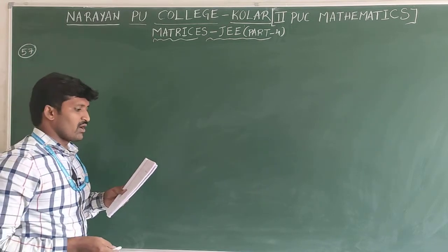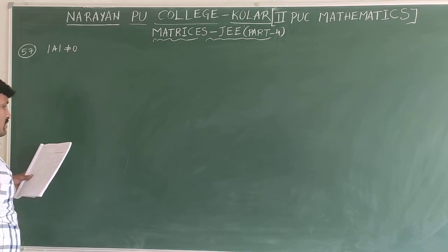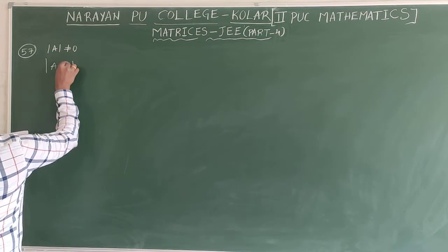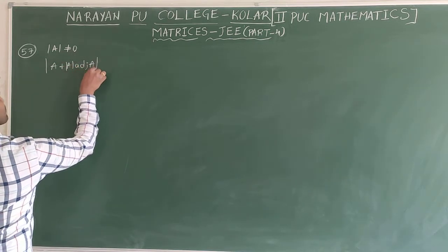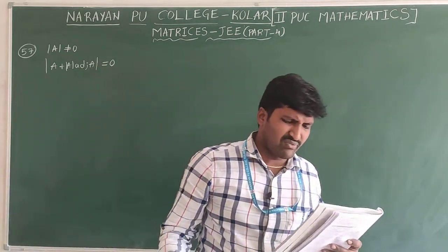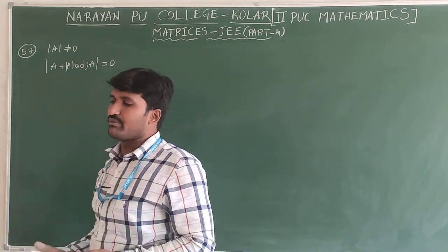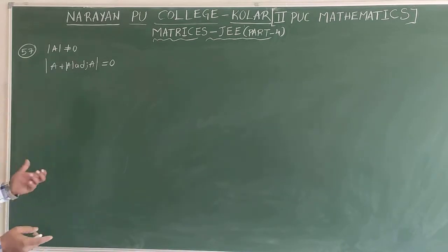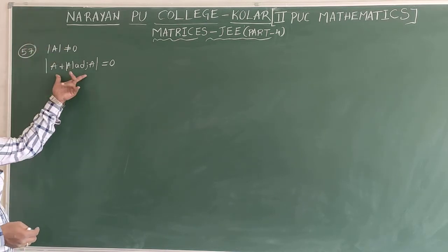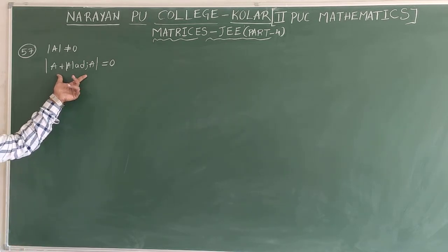Let A be a square matrix of order 2 and det A is not equal to 0, such that det of (A plus det A into adjoint A) equal to 0, where adjoint A is the adjoint of matrix A. Then we need to find the value of det of (A minus det A into adjoint A). Here A is a given 2 by 2 matrix, and its determinant is clearly not equal to 0. They are given this condition, and from this we need to find det of A minus det A into adjoint A.